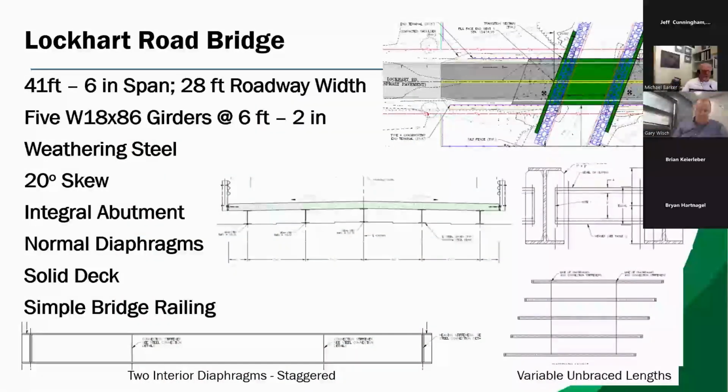There we go. So the Lockhart Road Bridge is similar to Hendricks. The roadway width is 28 feet compared to 24 on Hendricks. So the engineer chose to use 5 beam lines wide compared to 4 on the previous bridge. This one is on a 20-degree skew where the previous bridge wasn't skewed at all. But to be quite honest, from a fabrication standpoint, that really doesn't make the bridge any more complex. Now let's go to the next one.